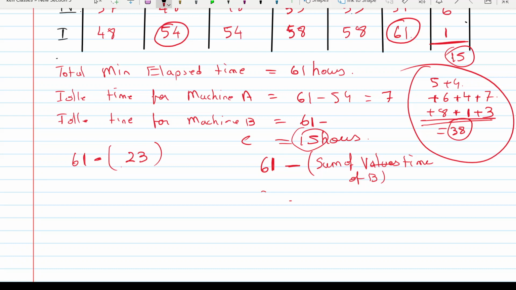But you should make the column for machine C under all conditions. Make a column for machine C, and it's easy to check also whether your answer is correct or not. So here you can understand whether something is going wrong.